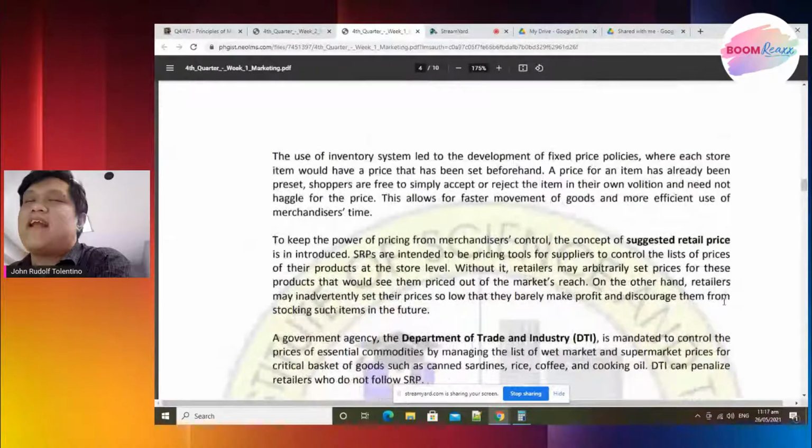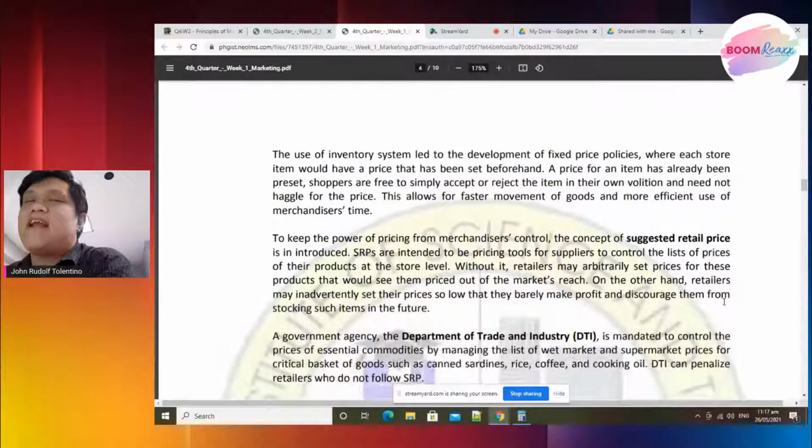Okay, the use of inventory system led to the development of fixed price policies, where each store item would have a price that's been set beforehand. A price for an item has already been preset. Shoppers are free to simply accept or reject the item on their own volition, and need not haggle for the price. Ito yung mga price na nakikita niyo sa mga supermarket na wala na kayong way of negotiation or pagtawad, kasi that is the preset price that is being posted in the market.